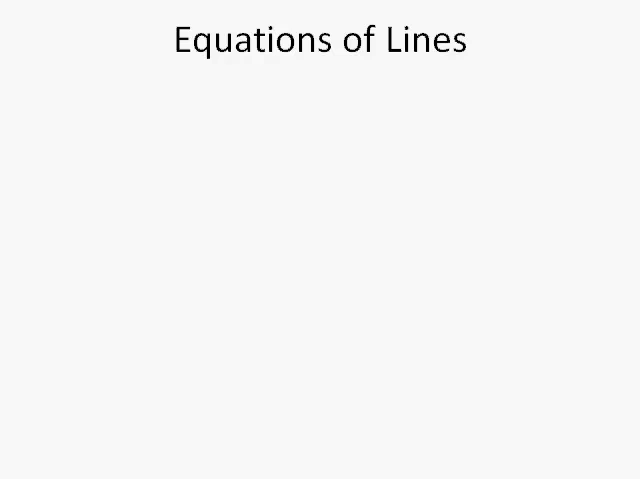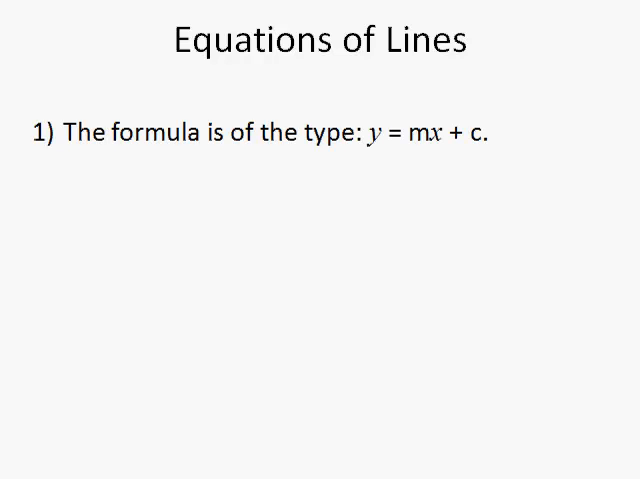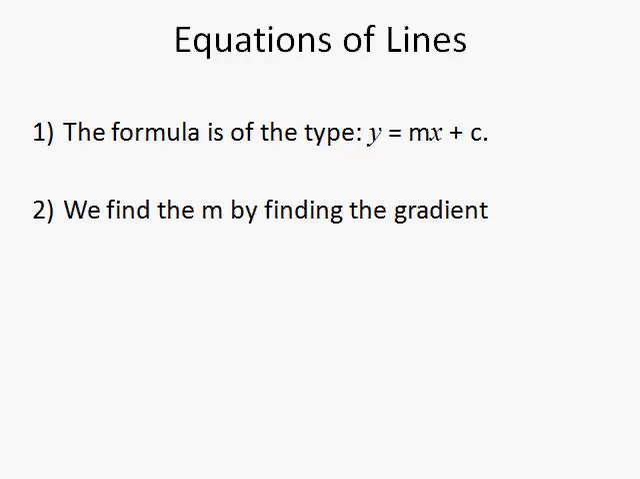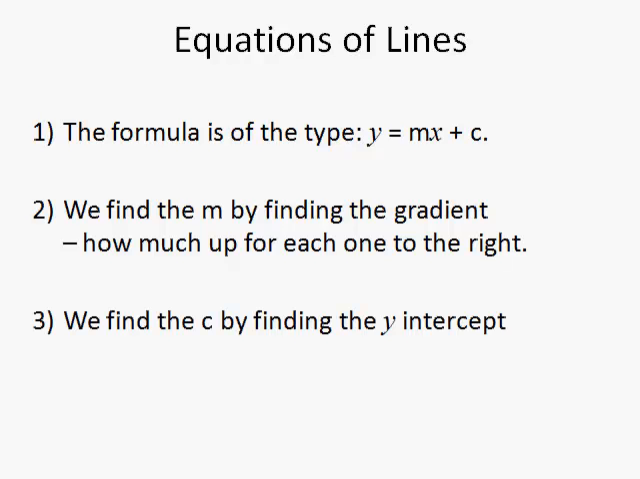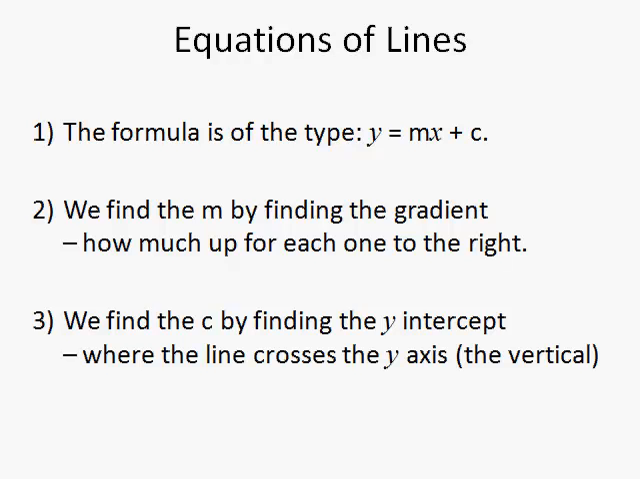So to recap, we have equations of lines. We always can write them in the form y = mx + c. We find the m in that formula by finding the gradient, which is how much the graph goes up for each one to the right, being negative if it goes down. We find the c by finding the y-intercept, where the line crosses the y-axis, that is the vertical or upright one.